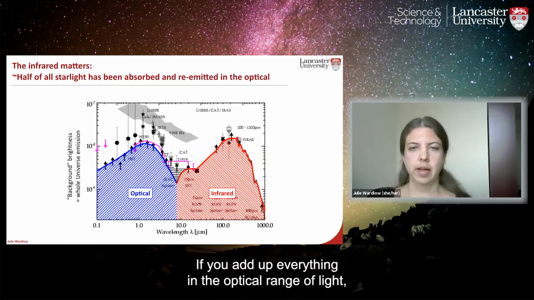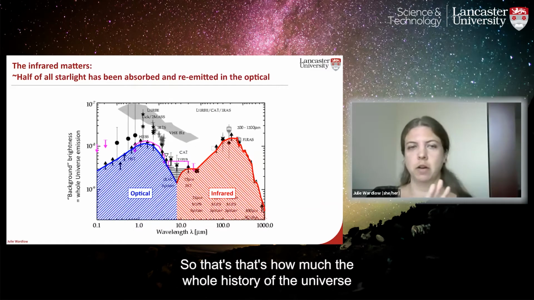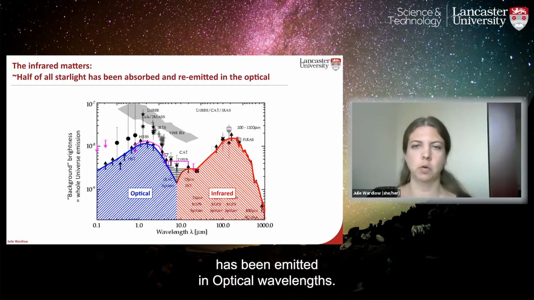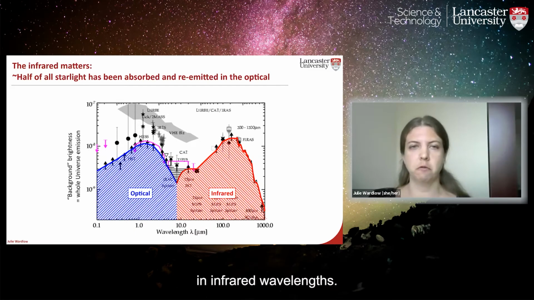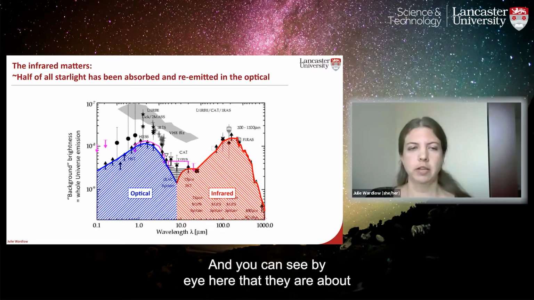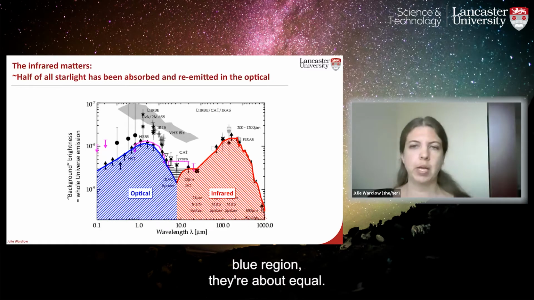If you add up everything in the optical range of light, which is what's shaded in blue here, you get a number. So that's how much over the whole history of the universe has been emitted at optical wavelengths. And then the red shaded region is how much light over the whole history of the universe has been emitted at infrared wavelengths. And you can see by eye here that they're about equal in size. If you add up the area of the red area and the blue region, they're about equal.